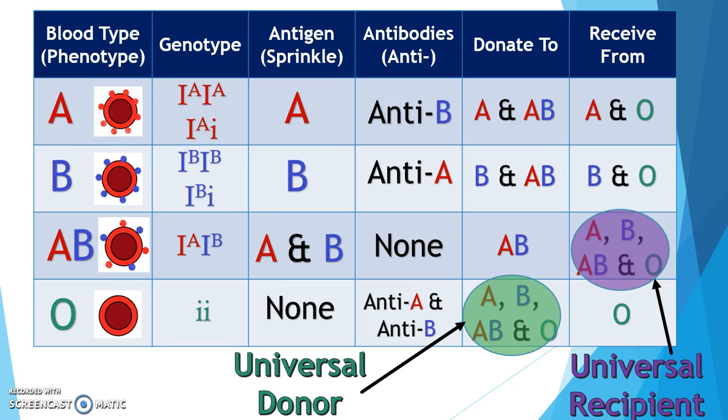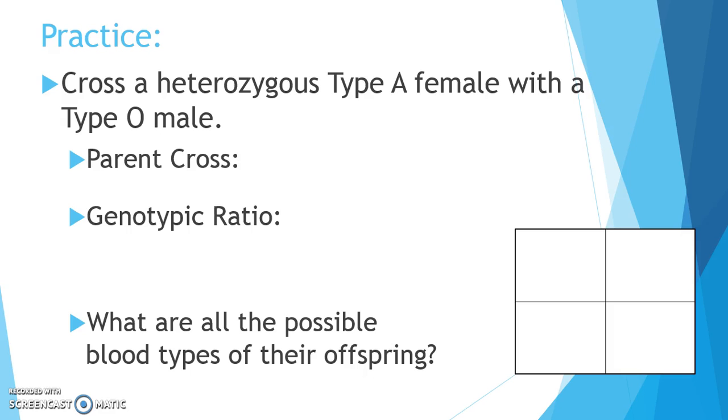So let's do some problems. Practice. Cross a heterozygous type A female with a type O blood. Now, the reason it specifies heterozygous type A is because there's two possible genotypes. So by telling you it's heterozygous, they are capital I^A, lowercase i. And there's only one genotype for type O blood, so lowercase i, lowercase i.